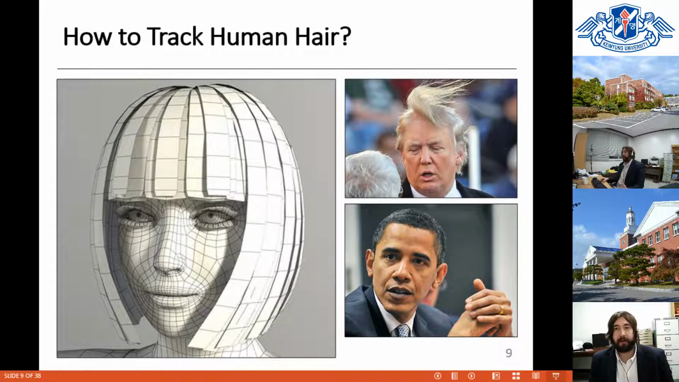So please have a look at this slide. Here I would like to raise a question: how to track human hair? As you know, there are many hairs on a human head, so we cannot even count them. So tracking hair becomes very complex. Some people may have long hair, some people can have short hair. So instead we try to use some surfaces, as shown here, which will represent hair in general.